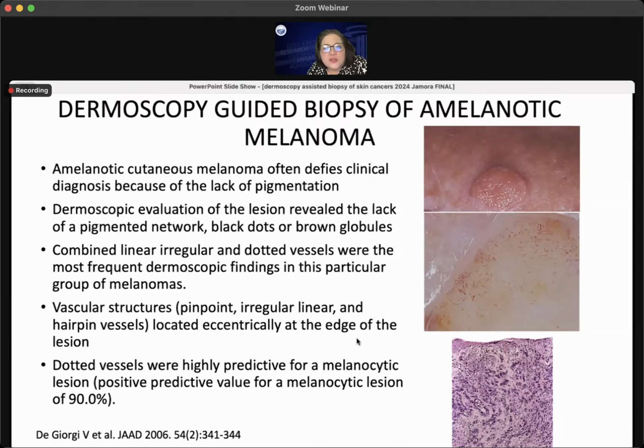So dotted vessels, irregular vascular structures, especially if they're eccentrically located at the edge of the lesion, that's where you should do a biopsy. The positive predictive value for melanoma is about 90%.